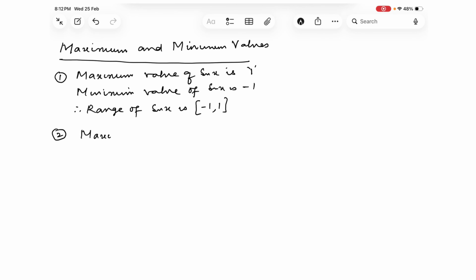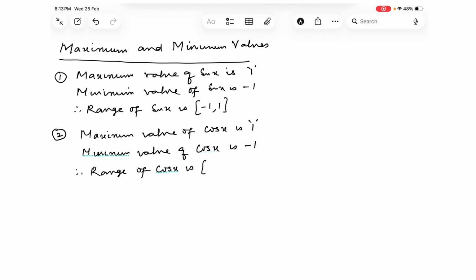Second point here is the maximum value of cos x is 1. Minimum value of cos x is minus 1. Therefore, again, the range of cos x is the closed interval minus 1 to plus 1.